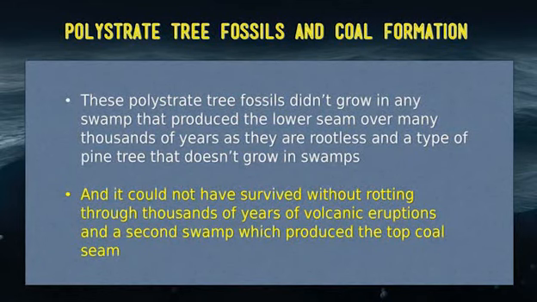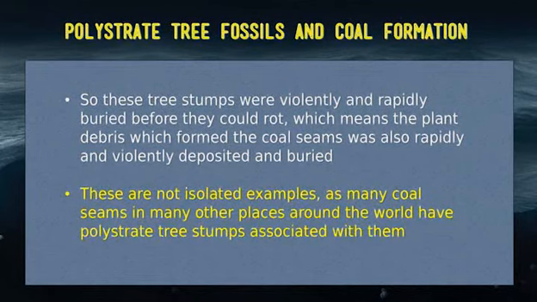And how could they have survived without rotting through thousands of years of volcanic eruptions and then thousands of years of another peat swamp? After all, these tree stumps went all the way through the top coal bed. And if that represents thousands of years of a swamp, wouldn't the tree have rotted? Wouldn't it have got burnt and destroyed by the volcanic eruptions if it wasn't buried and all happened very quickly and accumulated very rapidly? So these tree stumps were violently and rapidly buried before they could rot, which means the plant debris which formed the coal seams was also rapidly and violently deposited and buried.